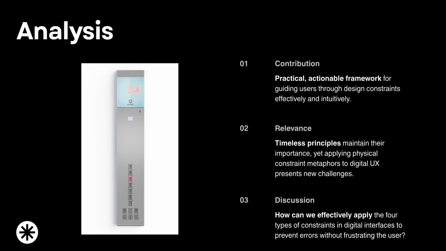The main challenge today is applying these ideas to the digital world. It is easy to design a physical lock, but how do you create an elegant lockout in a mobile app? The principles are more important than ever, but their application requires new creativity in sequence-based design. This brings me to my discussion question. How can we effectively translate physical constraints like forcing functions into non-physical sequence-based interfaces to prevent errors without frustrating the user?